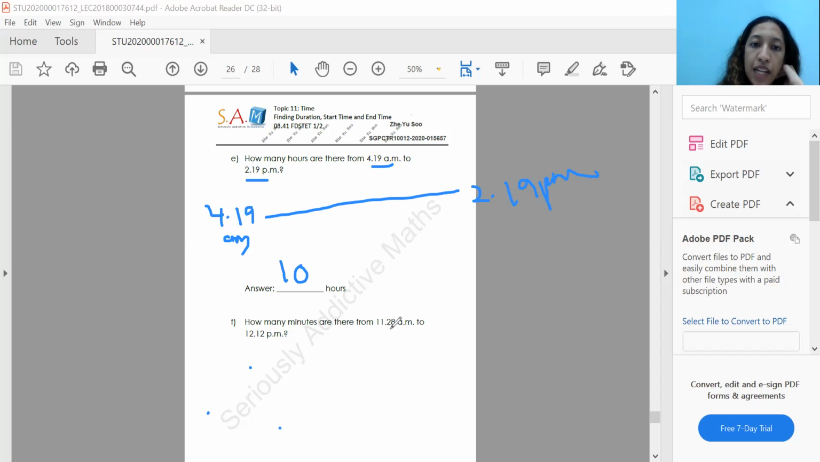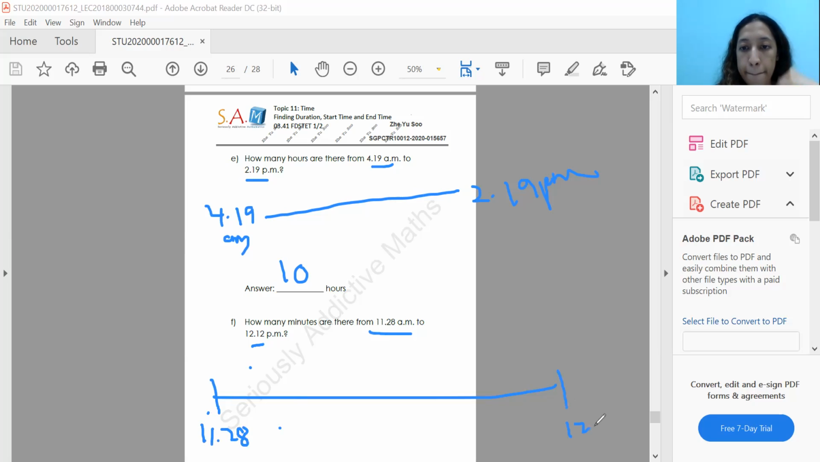All right. How many minutes are there from 11:28 to 12:12? So let's put 11:28 over here and 12:12 over here. This is in minutes, right? So in minutes, it's better to use the timeline to separate it up. Okay, so 11:28, let's do to 11:30. Okay, that would be 2 minutes. Okay, and then 11:30, let's do to 12. Very straightforward, right? 30 minutes.